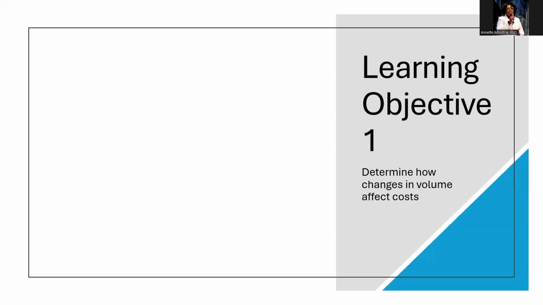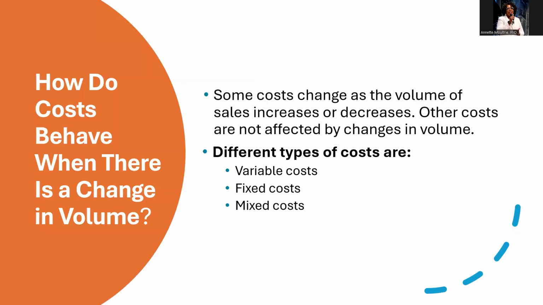So let's get into learning objective one, where we're going to determine how changes in volume affect costs. So how do costs behave when there is a change in volume? To make informed business decisions, managers must understand how costs fluctuate with changes in activity levels, such as the number of products produced and sold. So the three key cost categories they need to manage are: variable costs, fixed costs, and mixed costs.